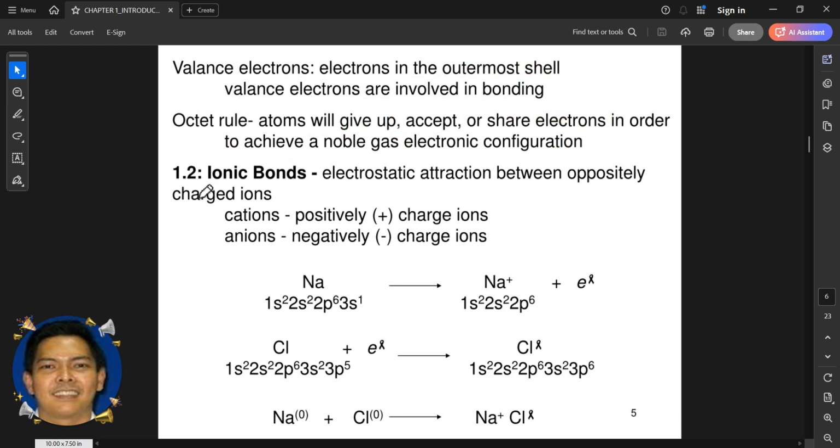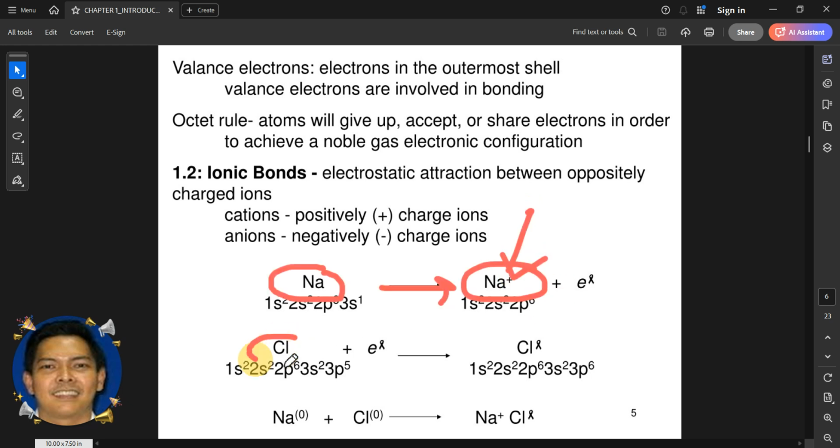Chapter 1.2, subtopic ionic bond. This is the electric attraction between oppositely charged ions. You can see here the cation, which carries a positively charged ion, and the anion, which carries a negatively charged ion. Here we have sodium, which carries the positive charge, representing the cation.